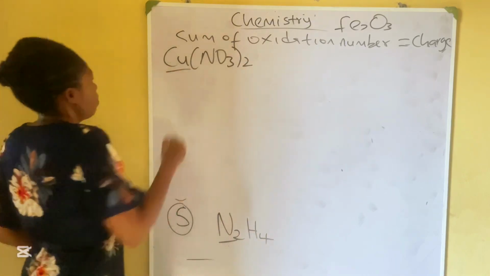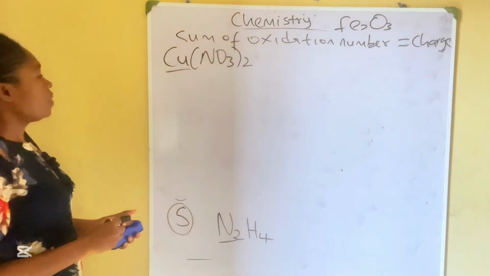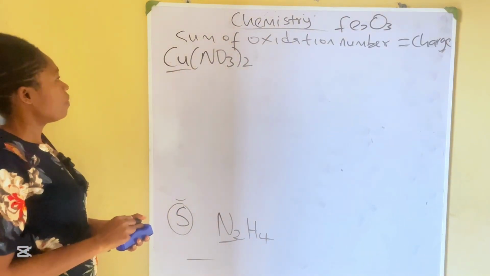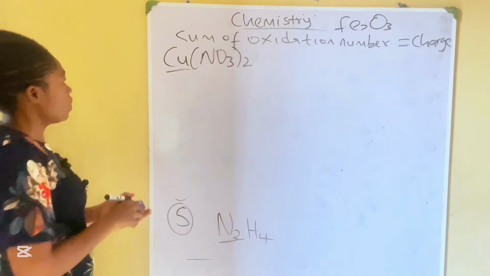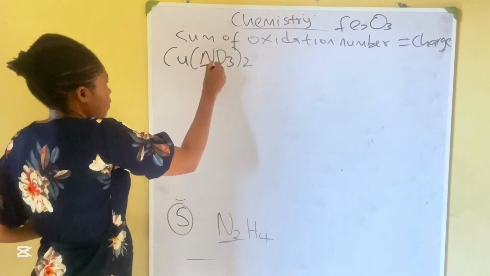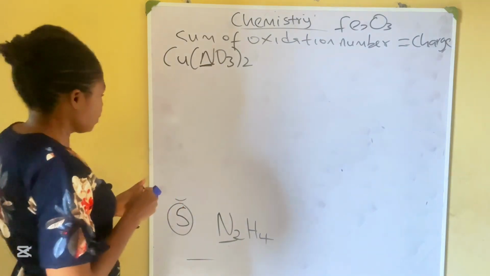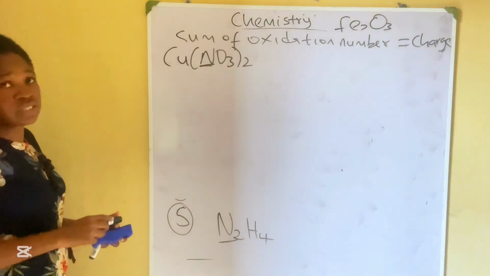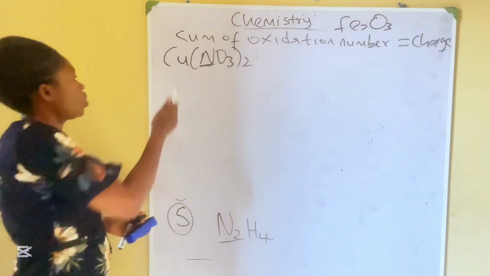We are looking for the association number of copper here. Yes. How many? No. We are looking for the association number of nitrogen in this. Look at this. What is the association number of copper here?